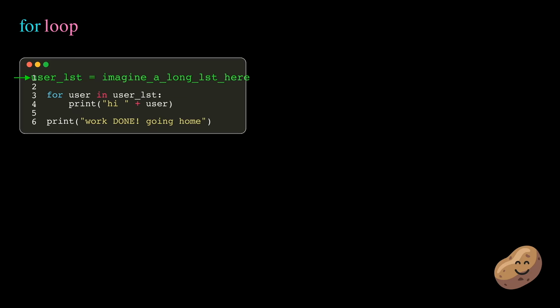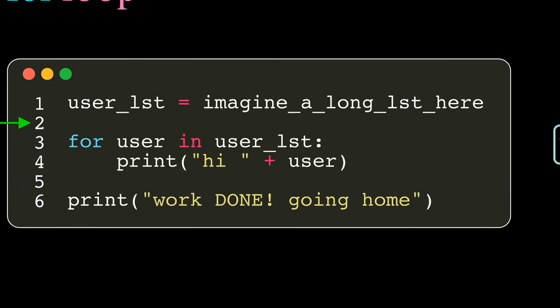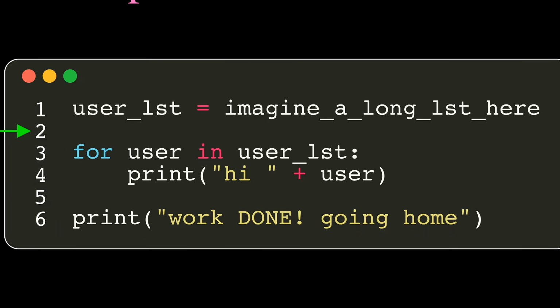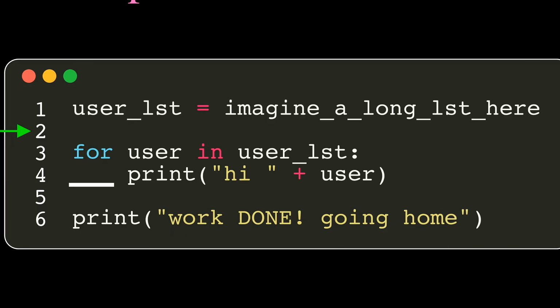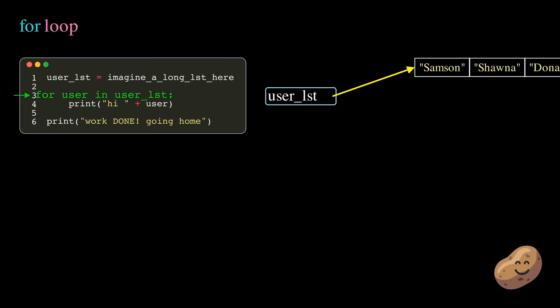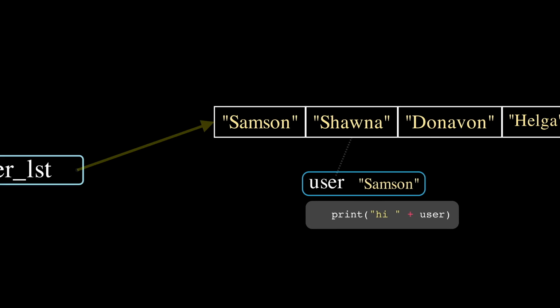And this is the entire premise of for loop, which is to automate repetitive simple actions, finding small patterns to solve big problems. Now, Potato writes for user in user list, colon, indentation, print hi user. With this type of syntax, a for loop begins. The loop variable user is just going to change on its own. Hopping to the next element changes its value to that.